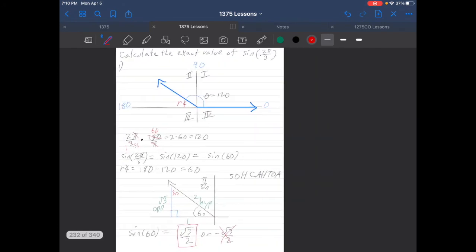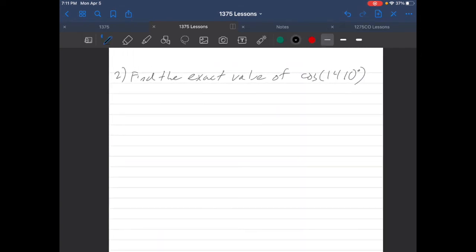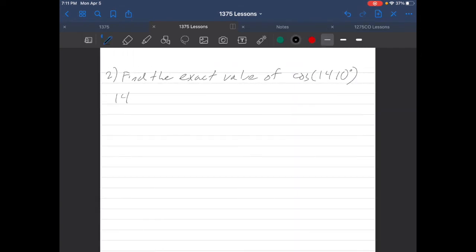Let's do another one. I will do this one a little bit faster. This is trying to calculate the cosine of 1410 degrees. Because this is a very large angle, the first thing we're going to do here is subtract 360. 1410 minus 360 is equal to 1050. 1050 minus 360 is equal to 690.